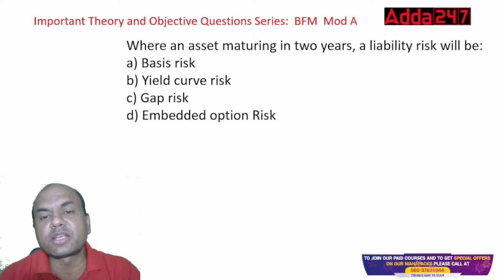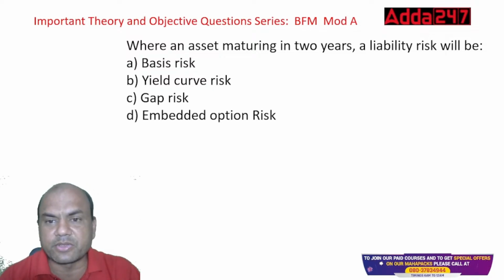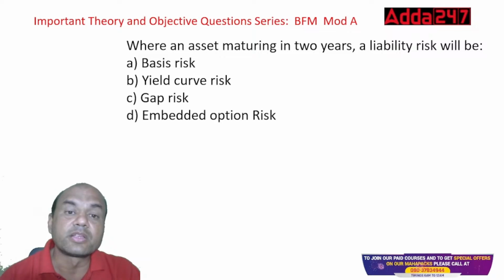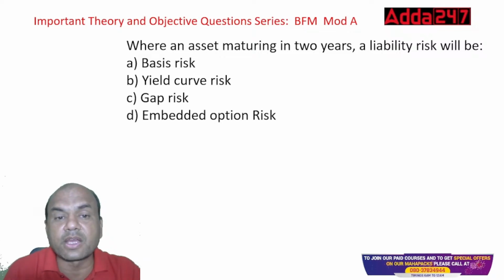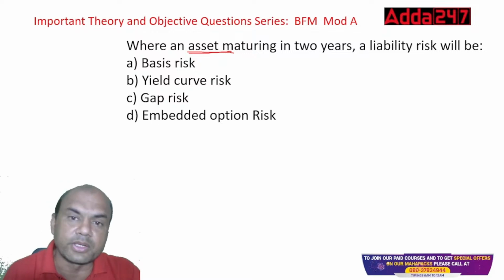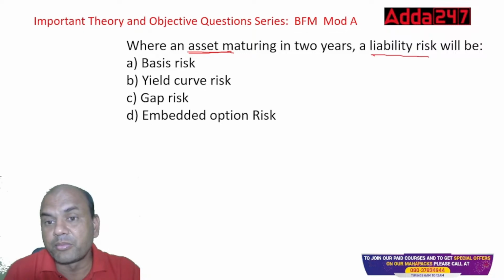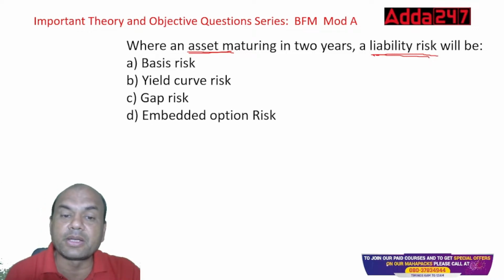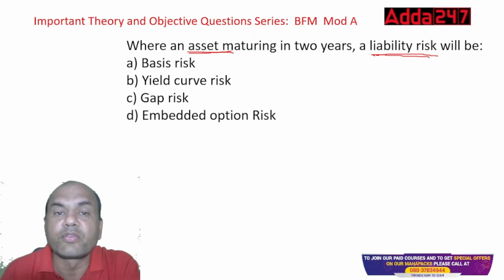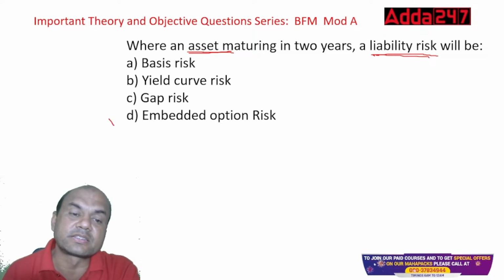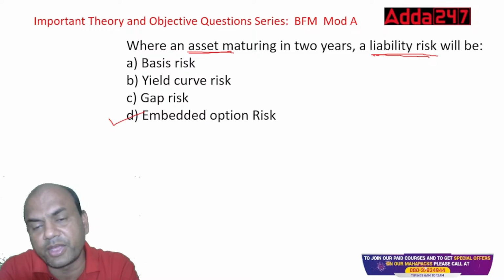When an asset is maturing in 2 years, what will the liability risk be? Suppose any asset, meaning a loan, is maturing in 2 years. Two years means I have given a loan and that person will be paying me after 2 years. So what is the liability risk? Now look at this liability risk: what risk will I face from the depositor's angle? Basis risk, yield curve risk, gap risk, embedded option risk. From the depositor side, I'll face the embedded option risk.